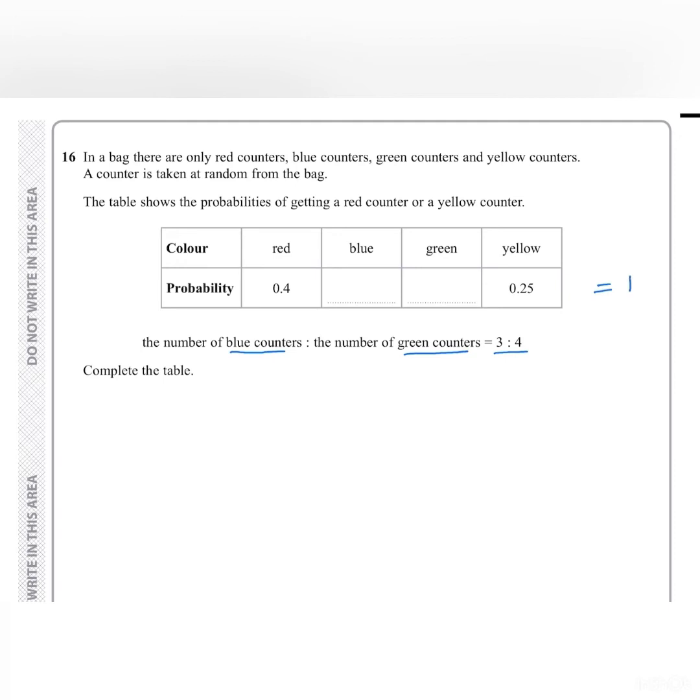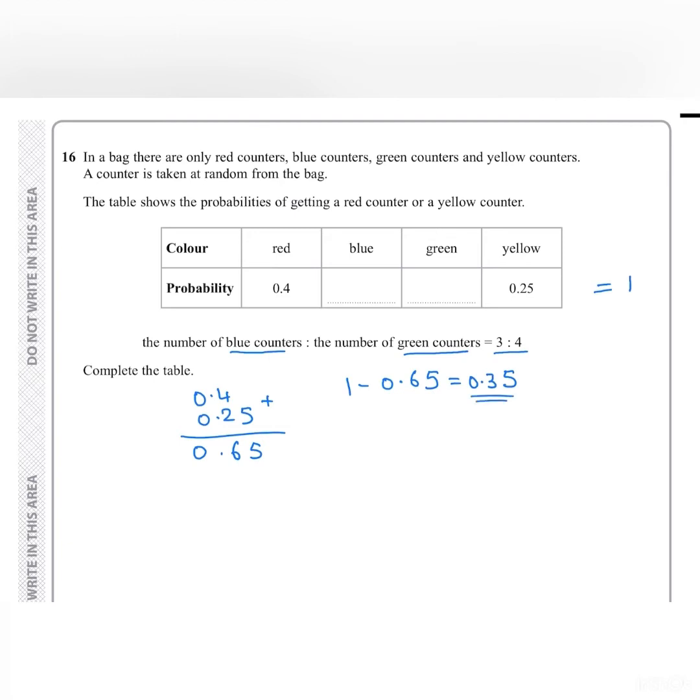Now you could work in percentages, but I'm just going to use the decimals here. So we've got 0.4 plus 0.25. So that's the probability of red and yellow. So we've got 0.65. So then 1 minus 0.65 would be 0.35.